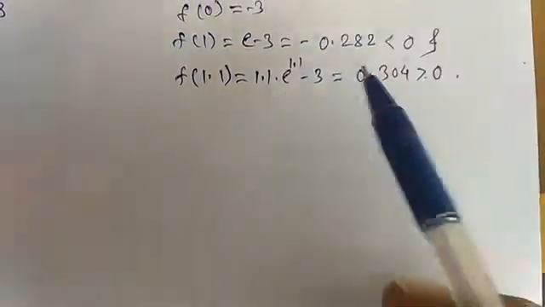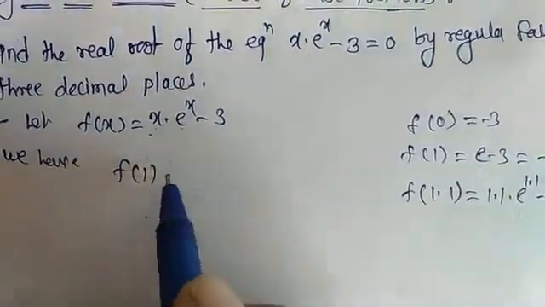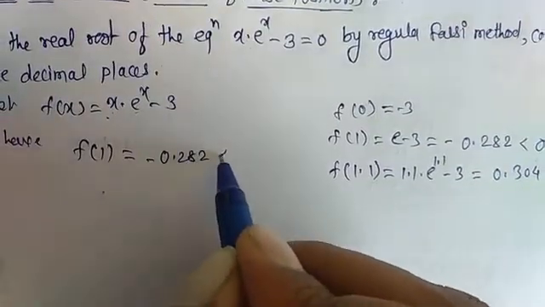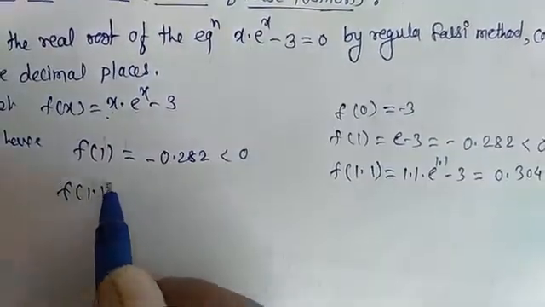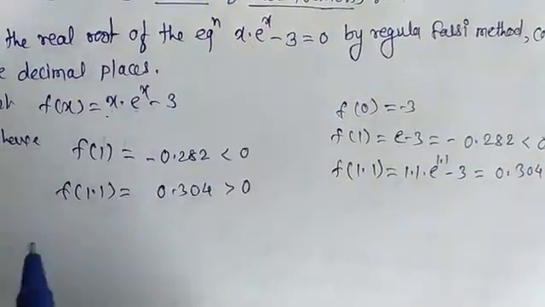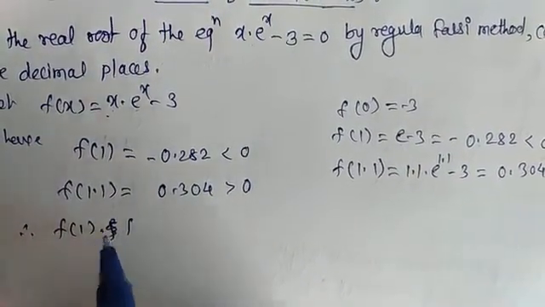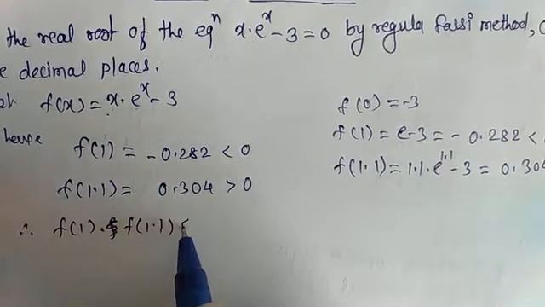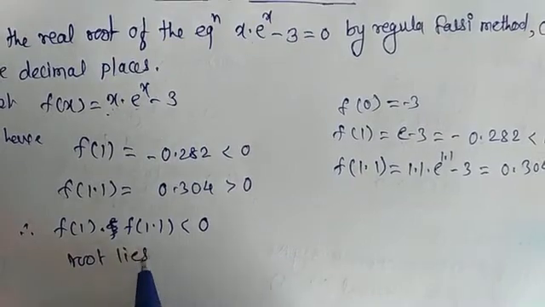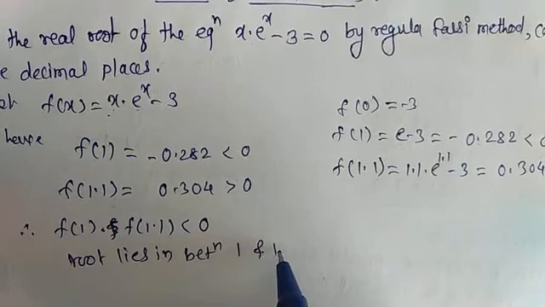We are taking the nearest values about 0 only. Therefore you can say that f of 1 is equal to minus 0.282, which is less than 0, and f of 1.1 is equal to 0.304, which is greater than 0. Therefore the product f of 1 times f of 1.1 is less than 0. That means the root lies in the interval between 1 and 1.1.